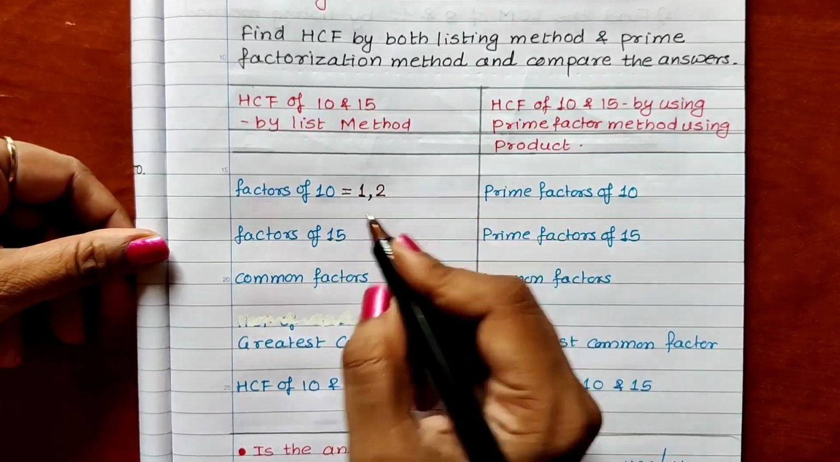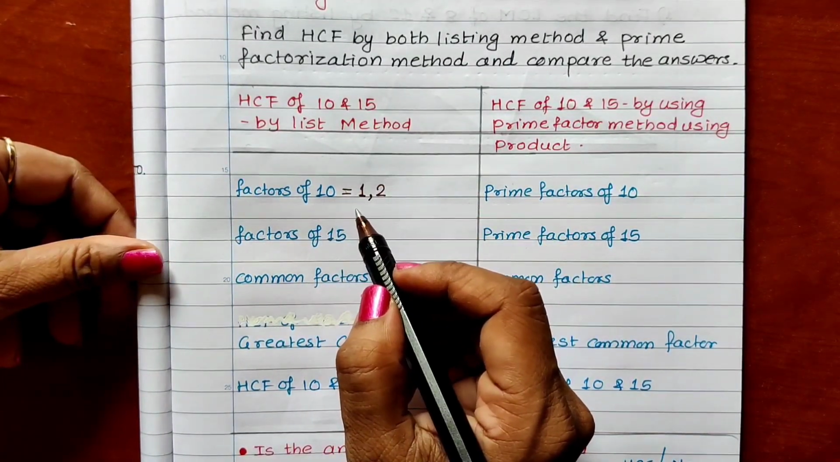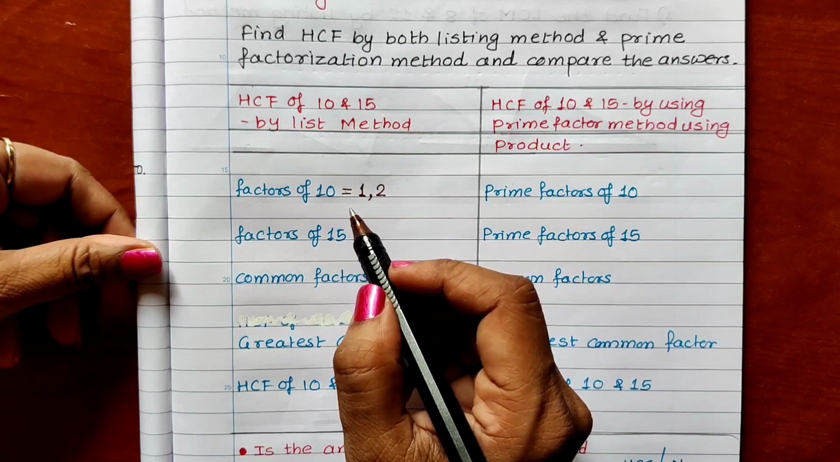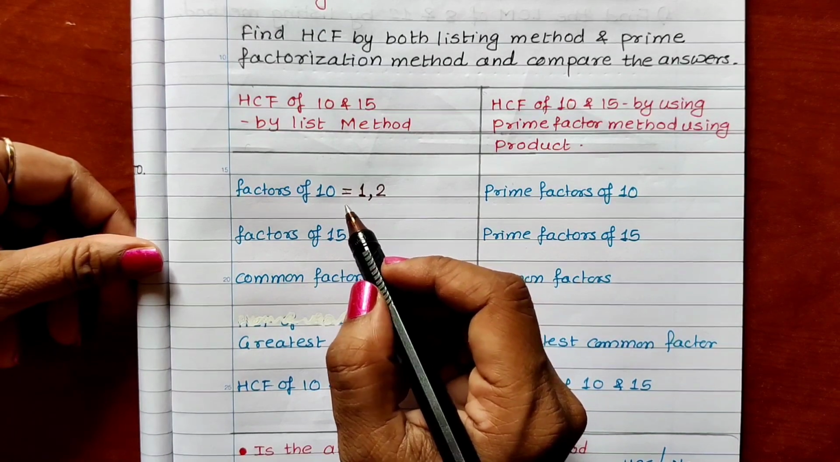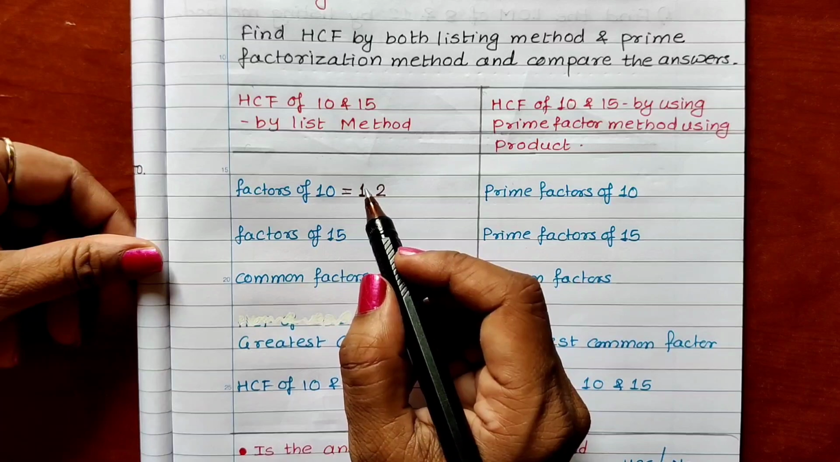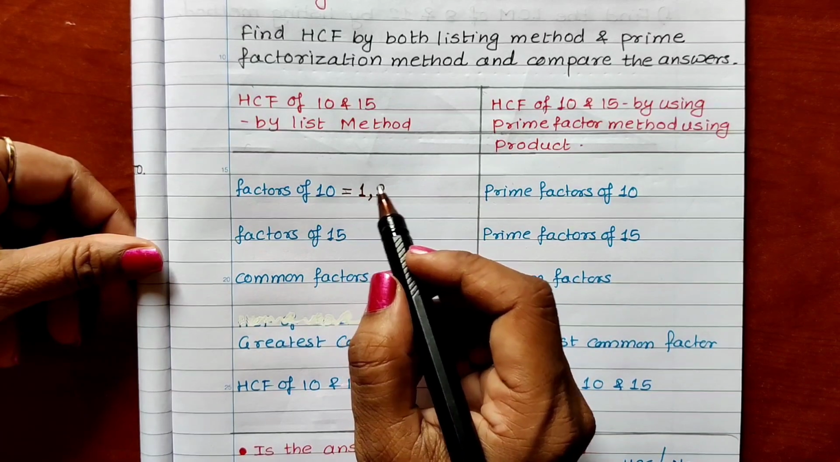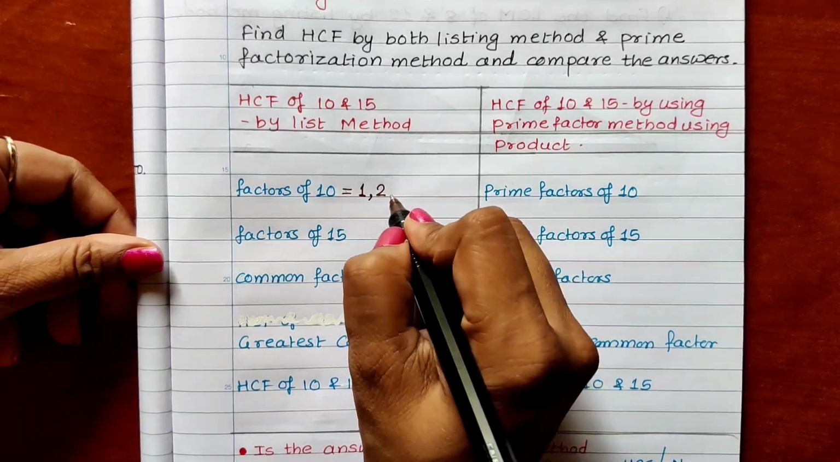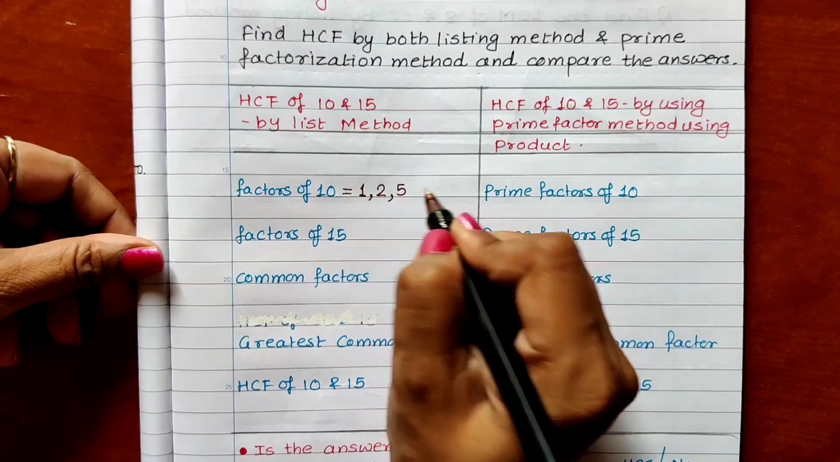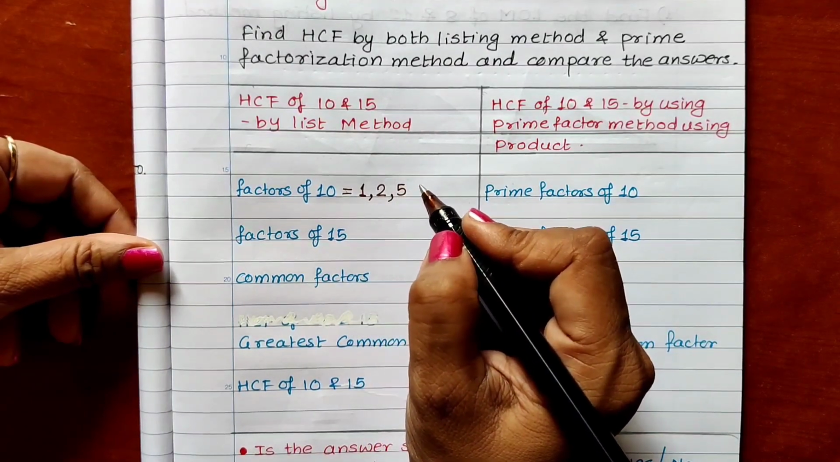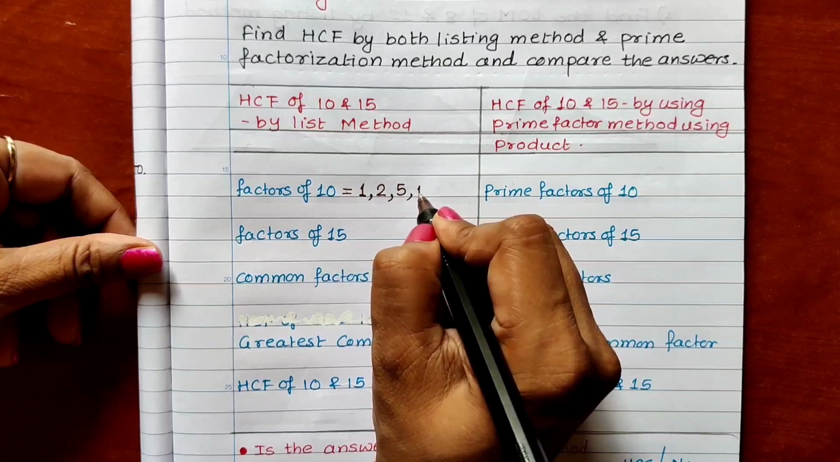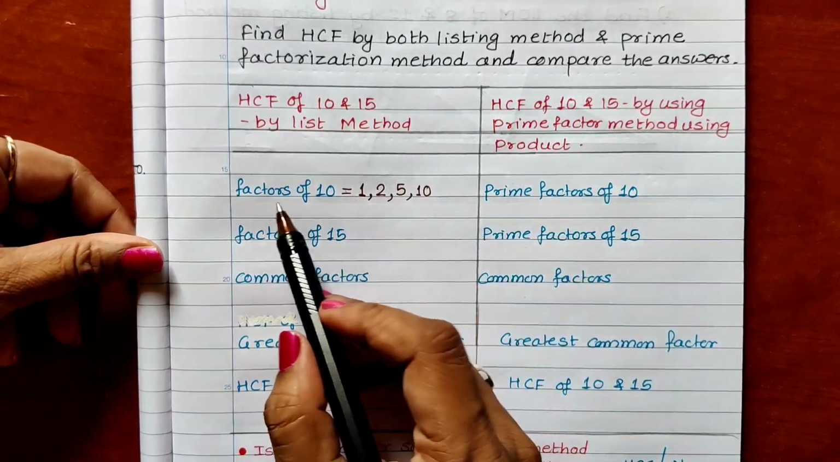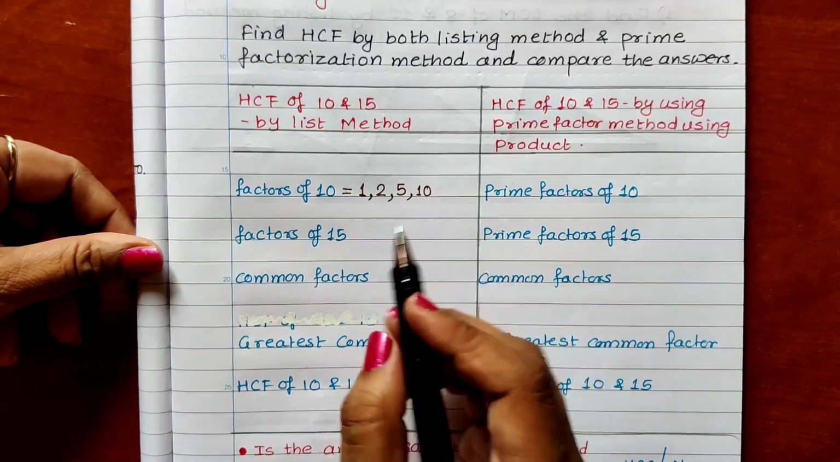We can divide 10 by 2 and the remainder is 0. Then we cannot divide by 3. We can divide by 3 but the remainder is not 0. So 3 is not a factor, 4 is not a factor, 5. Yes, we can divide by 5 completely because the remainder is 0, and directly 10 is there. So these are the factors of 10: 1, 2, 5 and 10.